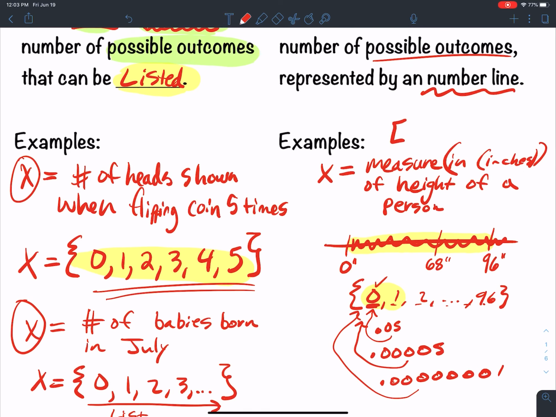So this would be like the interval from 0 to 96 inches. If 96 was like the tallest person ever, okay? And you could never get any taller than that. This is interval notation. We use a bracket when we include the value, and we use a parentheses when we don't include the value. Okay, so it means we get really, really close to 0, but we never touch it. And this means we get really, really close to 96, but still stay a little bit less than it.